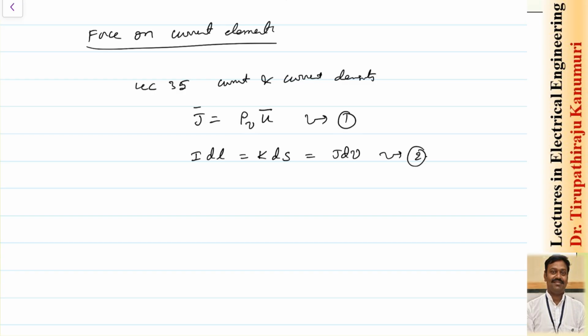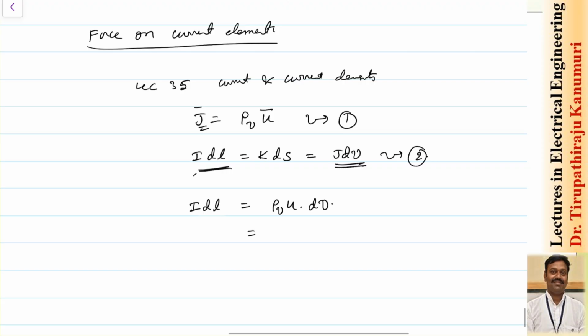So, now combining these two equations, I can tell that this IdL is equal to, because IdL I can write as rho v into u dot dV, because IdL is equal to J dV. So instead of J, I am substituting this one. That is what I have done: rho v into u dot dV. Or this I can rearrange because the dot product is commutative. So this I can write as rho v into dV dot u.